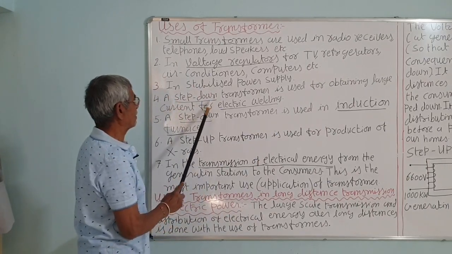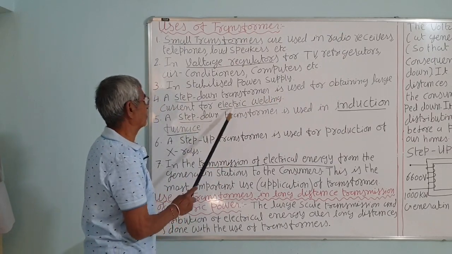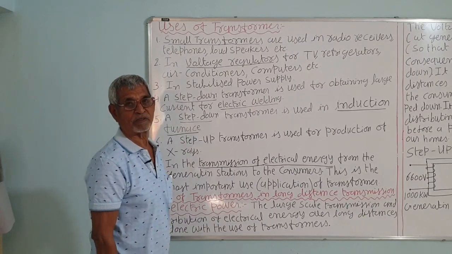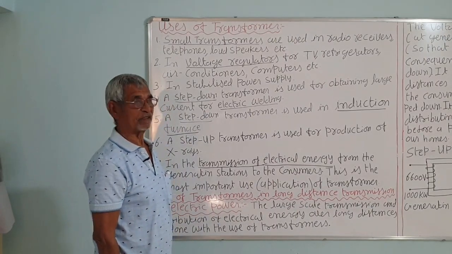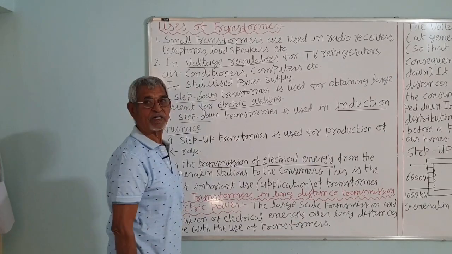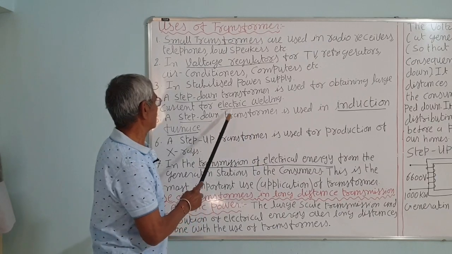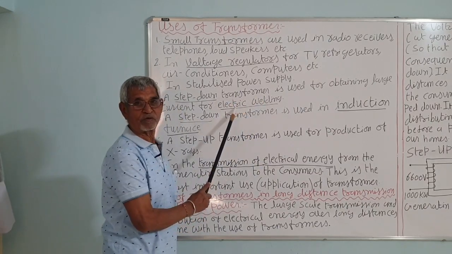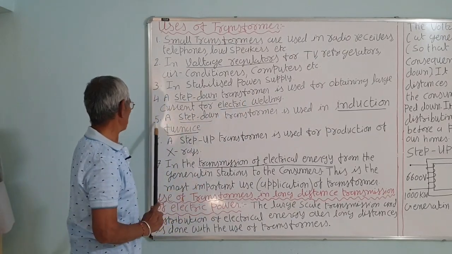Fourth, a step down transformer is used for operating the large current for electric welding. For electric welding, we have to melt the metal, iron, etc. So we need a high current. Correct? Iron melts at about 1500 degrees Celsius. So it needs a high current. So with a step down transformer, voltage will be down and current will be high. A step down transformer is used for that.